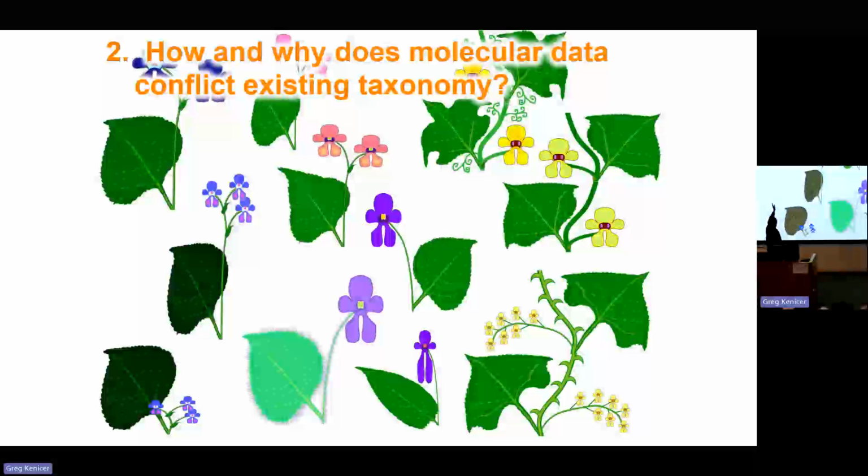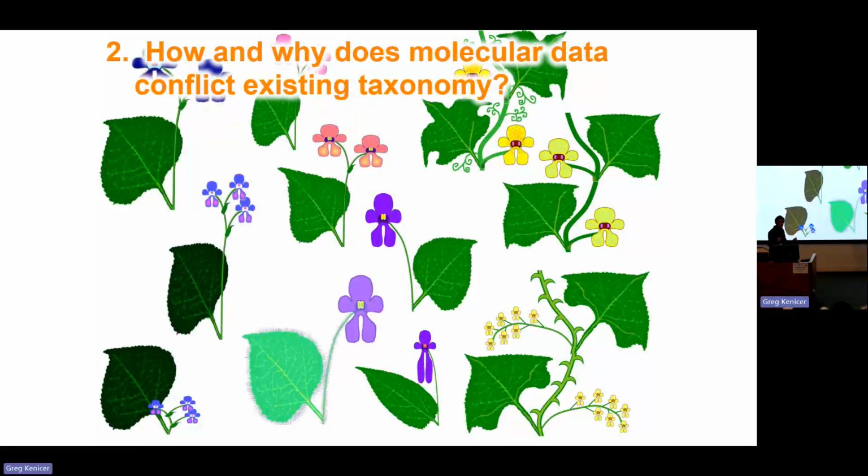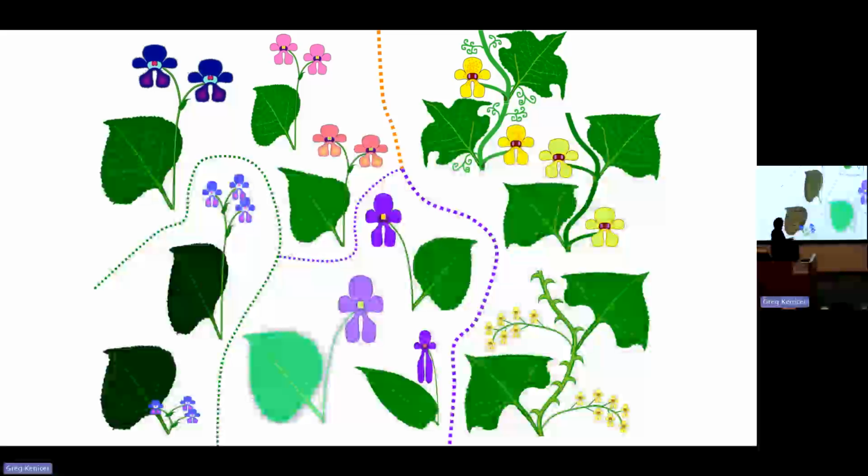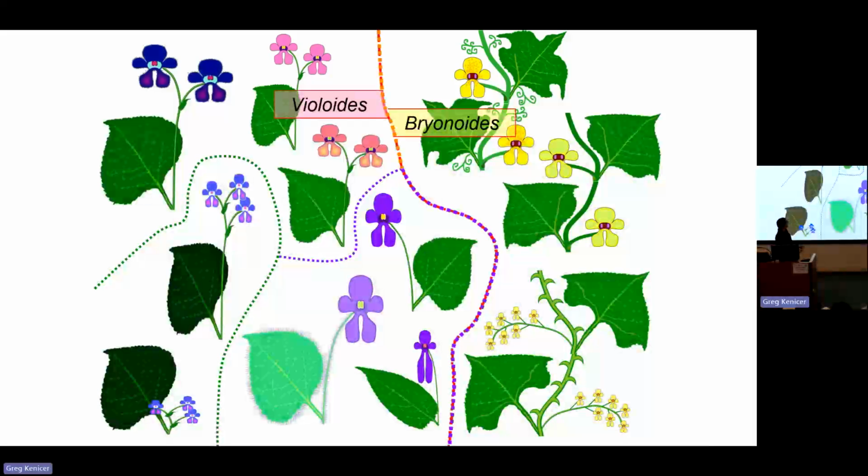So this is a hypothetical group of 11 species. I'm going to use these to explain how and why molecular data conflicts with existing taxonomy. So here they are, and if you put these in front of a taxonomist, well, taxonomists would probably divide them up, perhaps a bit like this, into sort of 4 groups of similar species. And in particular, these 3 over here, you can see they've got different coloured flowers and they are climbers, so they're more different than the others.